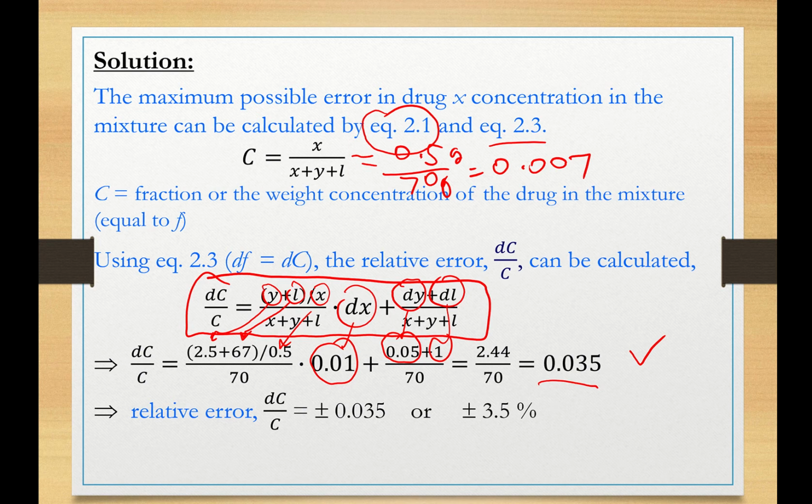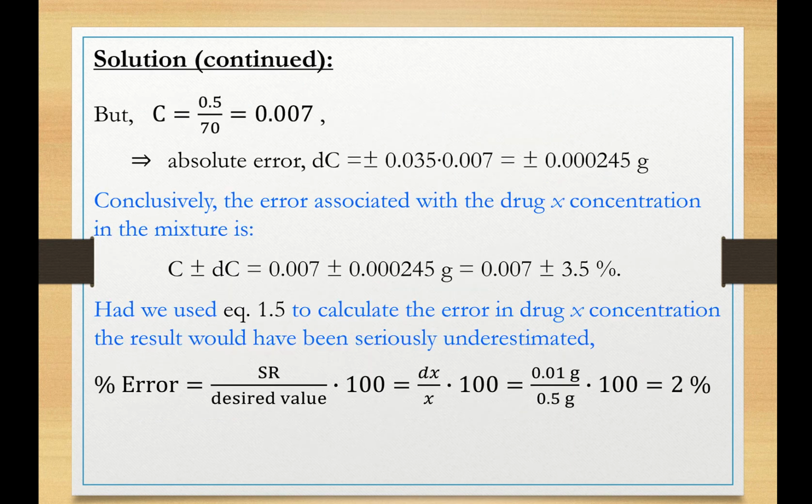That's the relative, 0.035. This is the relative error. To calculate the absolute error, all you have to do is multiply this number by C. And we know that C is 0.007. So we do that, and we end up with an absolute error of 0.245 milligrams. So conclusively, the error associated with drug X concentration in the mixture is 0.007 plus or minus 3.5%.